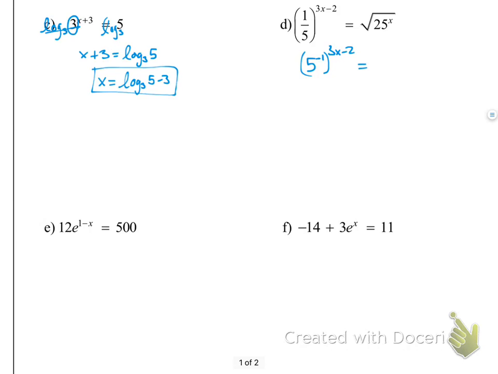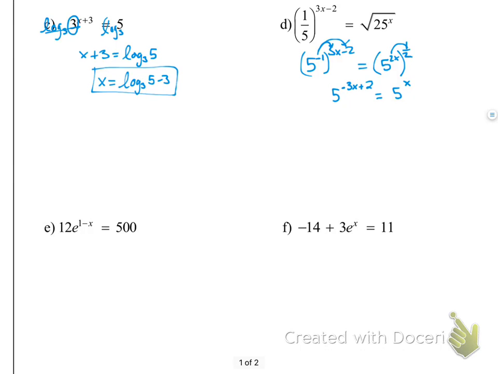So it's the square root of 25^x, which can be rewritten as 5 squared to the x, and then I'm also going to rewrite the square root. The square root can be rewritten as a 1/2 power. Well, now we're going to go ahead and multiply, because when you have a power raised to a power, they're multiplied. So we have 5 to the negative 3x plus 2 on the left, and 5 to the 2x times 1/2. Well, 2x times 1/2 is just x.